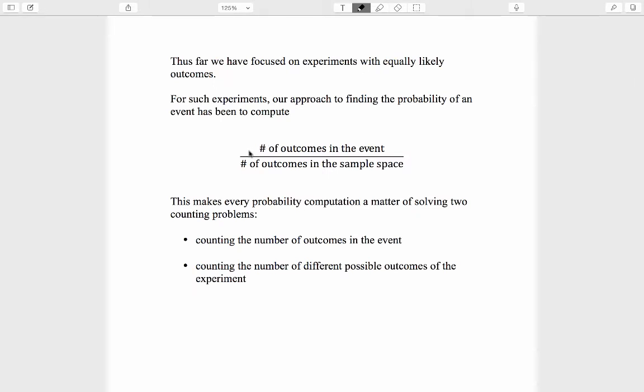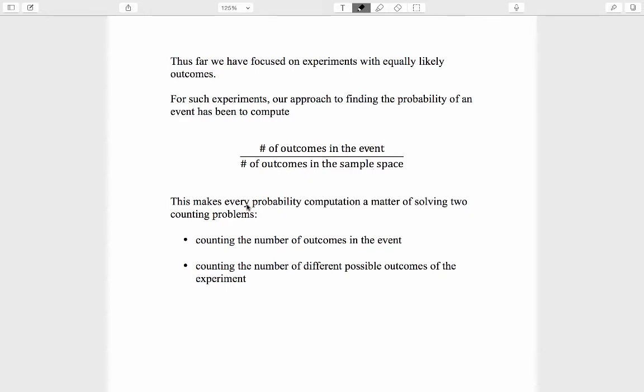Thus far in the course, we've focused on experiments with equally likely outcomes. For these experiments, our approach to finding the probability of an event has been to compute a certain fraction. The numerator of this fraction is the number of outcomes in the event, and the denominator is the number of outcomes in the sample space. In other words, the number of different possible outcomes of the experiment.